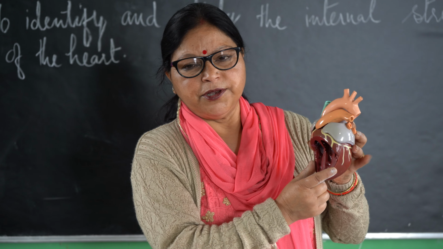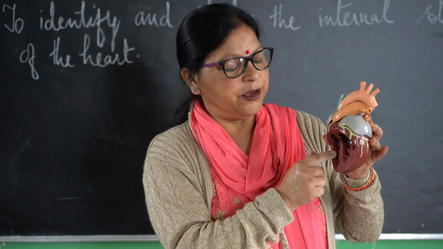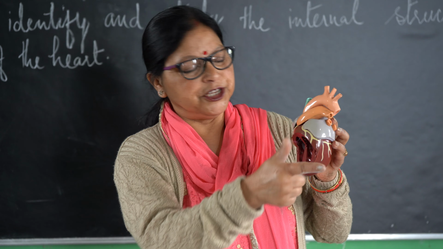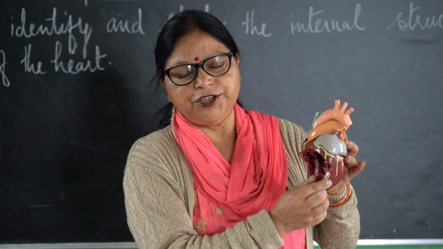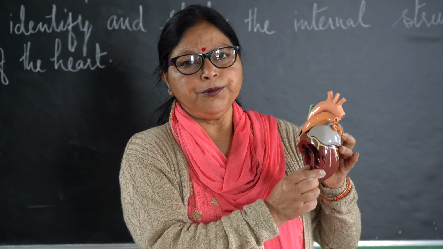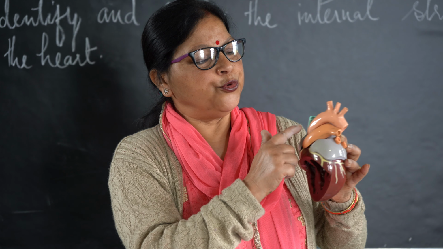So the 2 lower chambers are blood distributing chambers. From here the blood will be distributed to the pulmonary artery and to the lungs for oxygenation, and from the left chamber of the heart, that is the left ventricle, it will be pumped to all parts of the body through the aorta.